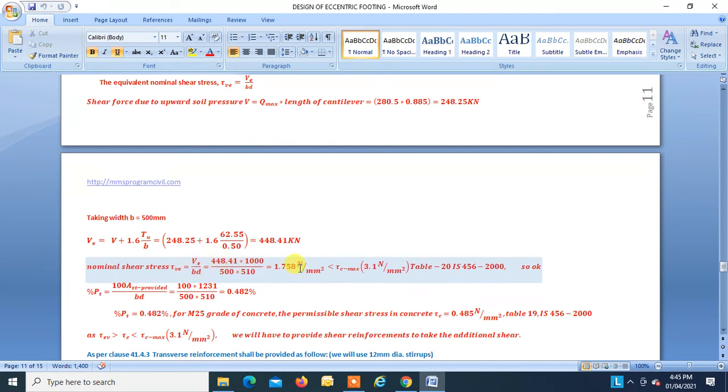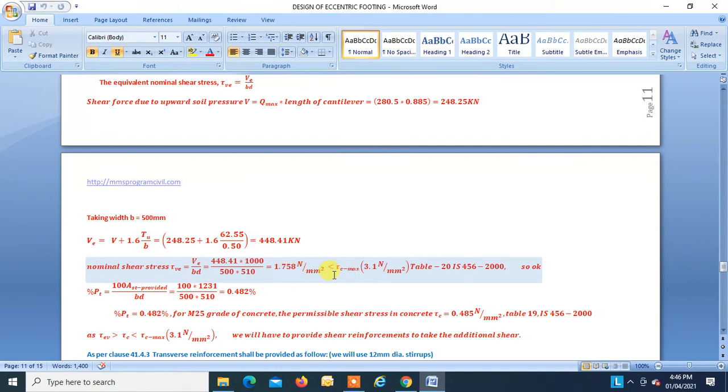So that is equal to 1.758 Newton per mm square. Now tau VE has to be less than tau C max. The tau C max for M25 grade concrete is 3.1 Newton per mm square from Table 20, IS 456:2000. If your tau VE was found to be greater than tau C max, then you will have to revise the section, but as it is less, it is okay.